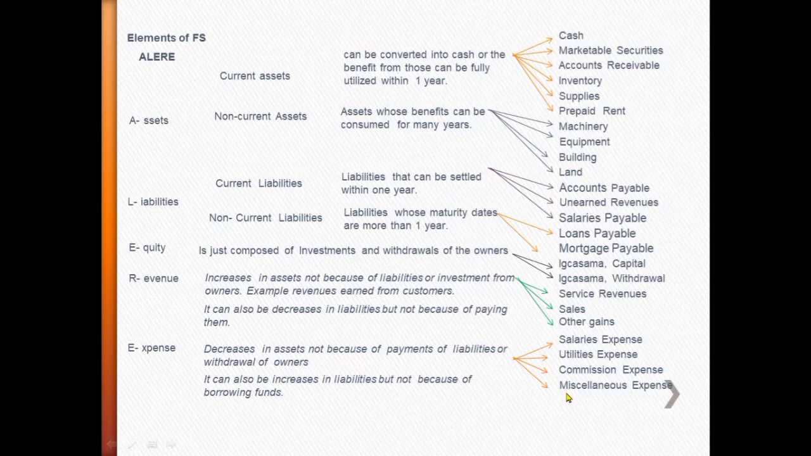Sir, one last thing. If we are assigned to arrange account titles, do we really need to list first the asset accounts before the liabilities, and then equity, and then revenues before the expenses? Yes, you have to follow that. And remember, that pattern based on this ALERE cannot be interchanged.